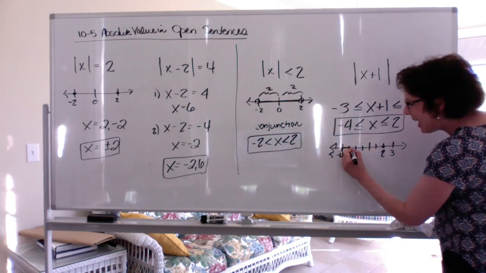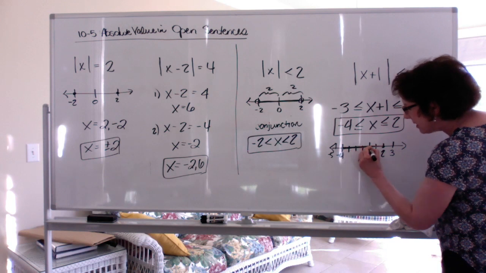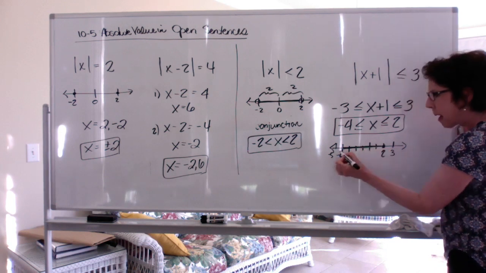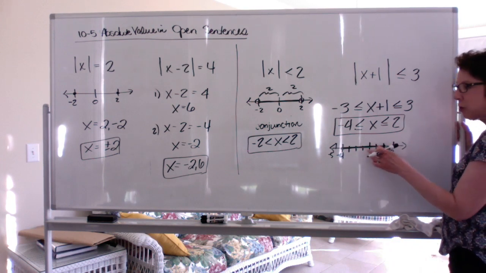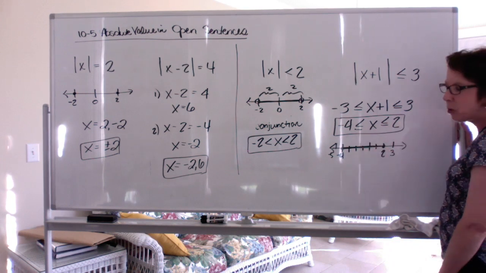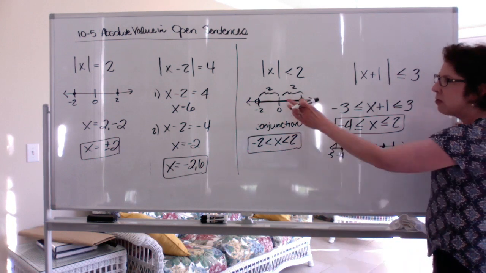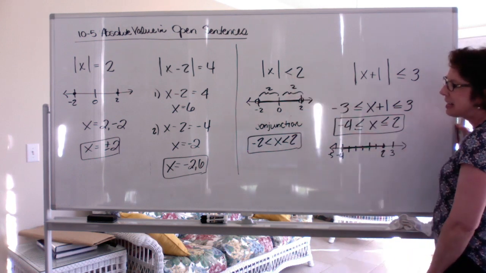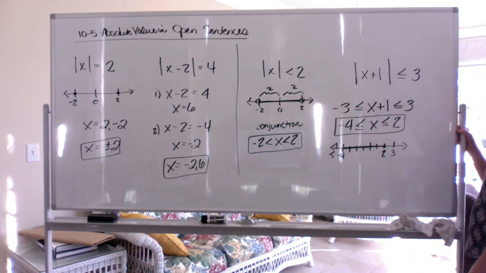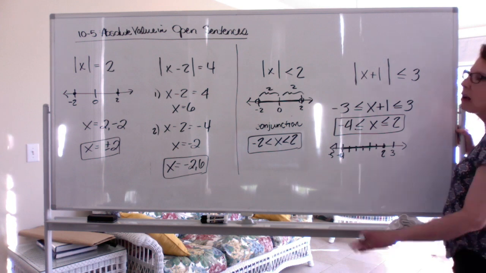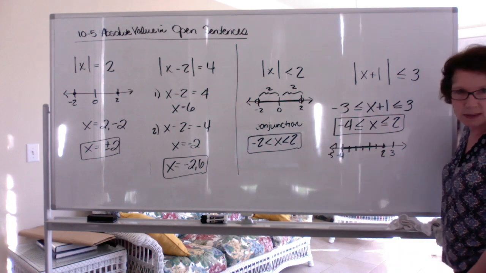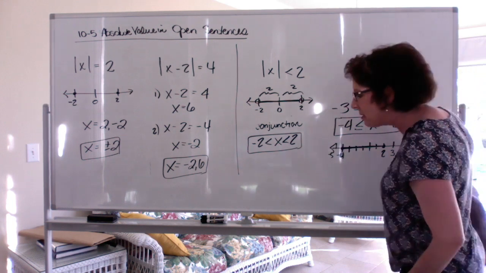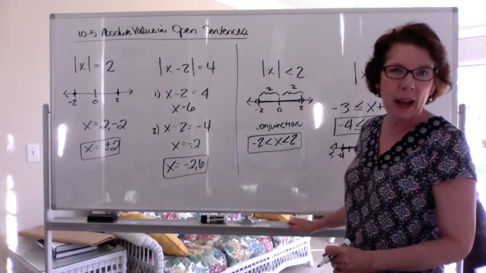And so again, I have this segment here with my 2 endpoints. In this case, they are closed circles because I have an equal to here. Here, there is no equality. It's just less than. So less than absolute values are always and statements or conjunctions. Now let's go to a greater than and see what happens.